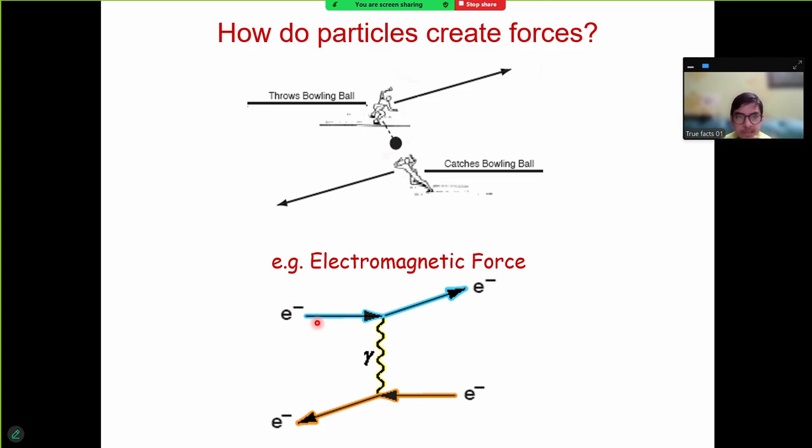So just believe, for example, electromagnetic forces. This gamma is actually the force that is being transmitted. This is the part of the force these particles are producing. This is how electromagnetic forces work.